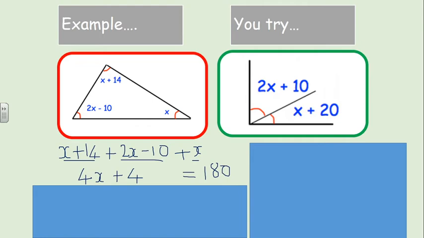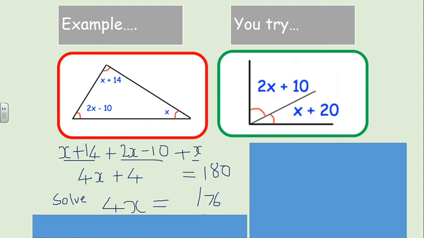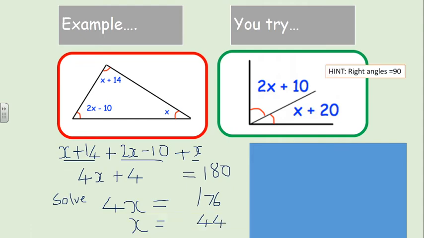Now you've got to solve it. So let's get rid of that 4. So once you've done that, you get 4x equals 176. So 4 times something is 176. So you do 176 divided by 4, which gives you x equals 44.